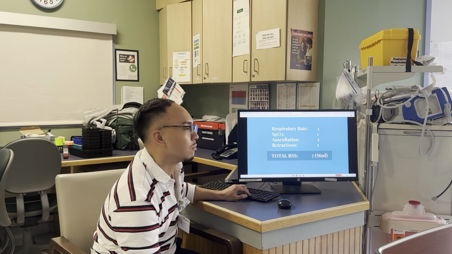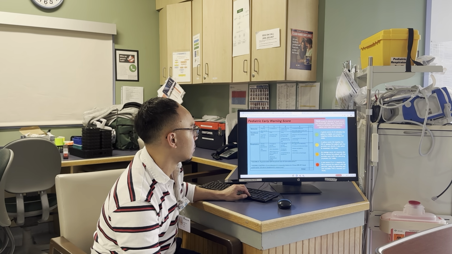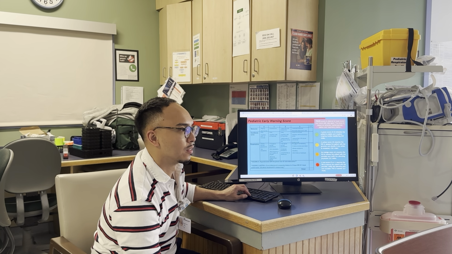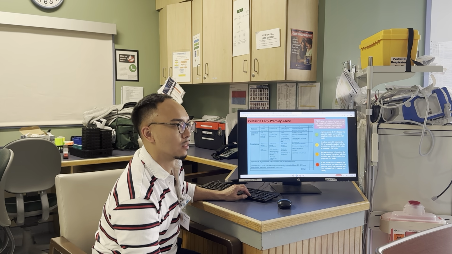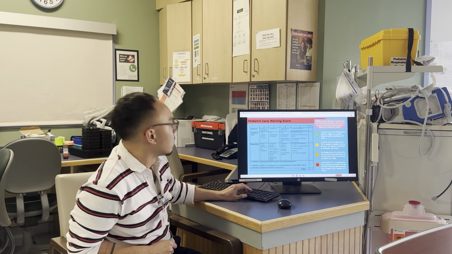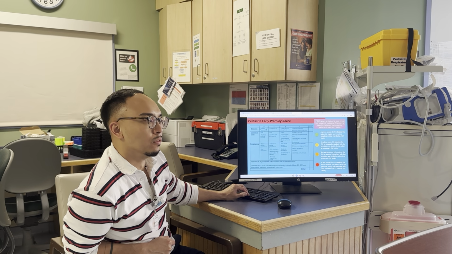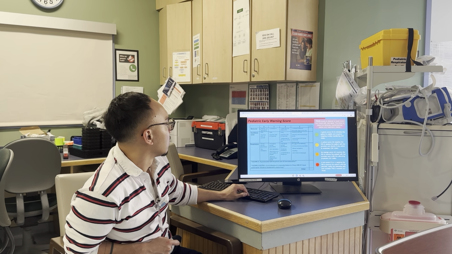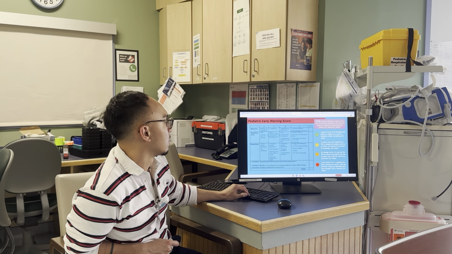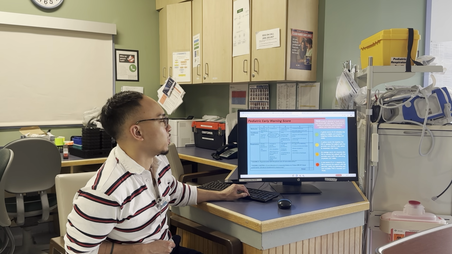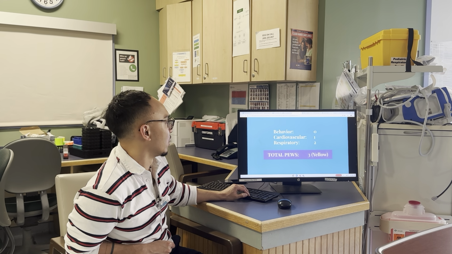7. 7. Nice. Now our PEWS. What's our girlie doing, behavior wise? She's playing, so she's a 0. Cap refill? It would be a 1. Nice. Respiratory would be a moderate intercostal, right? 2. Nice. So what's our PEWS? A 3. Nice. Very good.